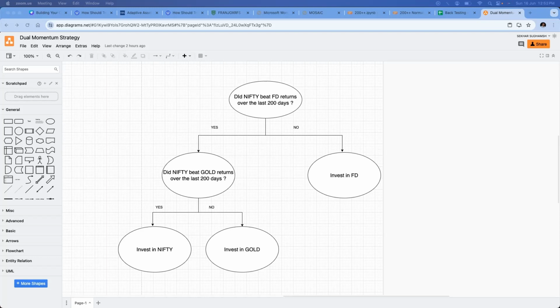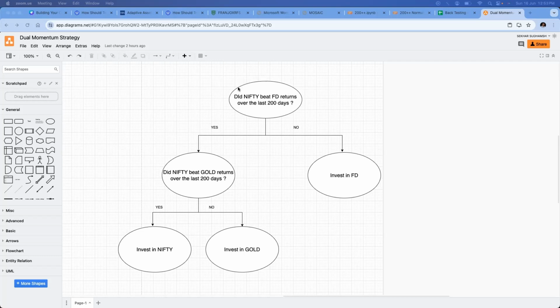So in this case, what I've done is the absolute momentum I've defined as saying if Nifty has beaten, in the last 200 days, at least the FD returns of 200 days. Assuming that in the last 200 days, whatever FD returns were there, for example, let's take it as 3%. And if Nifty has given more than 3% of returns in the last 200 days, then the absolute momentum criteria has been met. If the absolute momentum criteria has not been met, that is, if the Nifty returns over the last 200 days are not even greater than FD, then we just go ahead and invest in FDs.